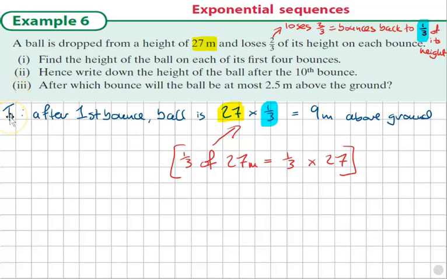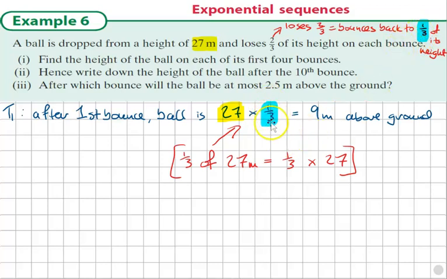So term 1, after the first bounce, the ball is 27 times 1/3, which is equal to 9, so 9 meters above the ground. Now just be careful with the third part here, because we were told in the question that the ball loses 2/3 of its height. So loses 2/3 is the same thing as the ball bouncing back to 1/3 of its height, because 1 minus 2/3 is equal to 1/3. So just be very careful with the phrasing of this question.